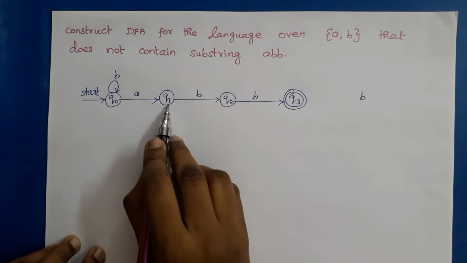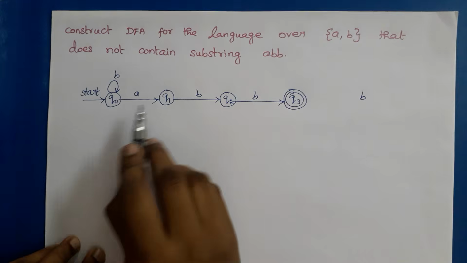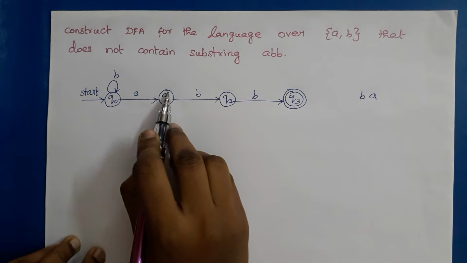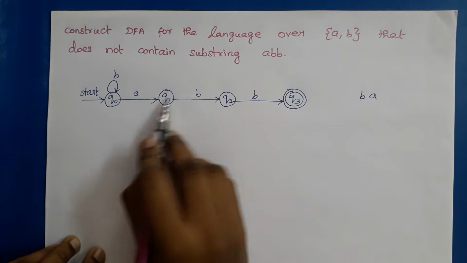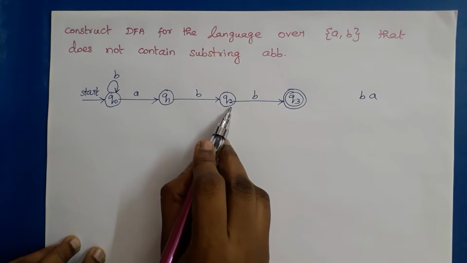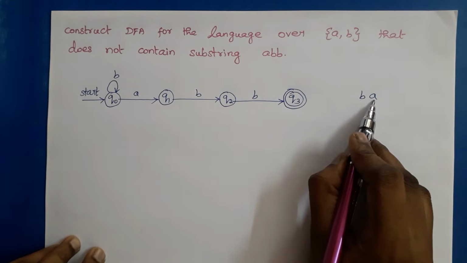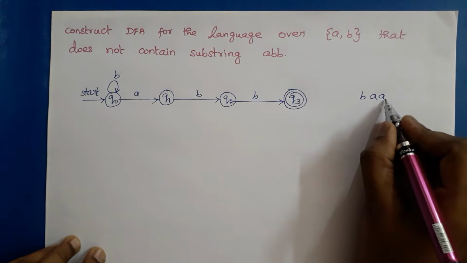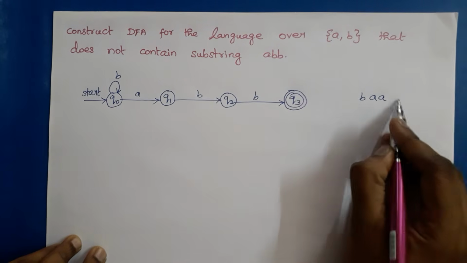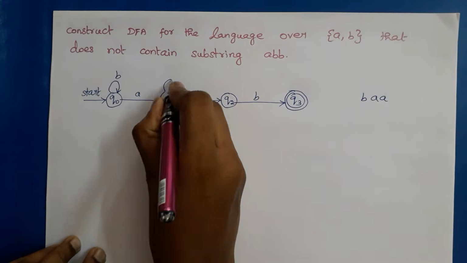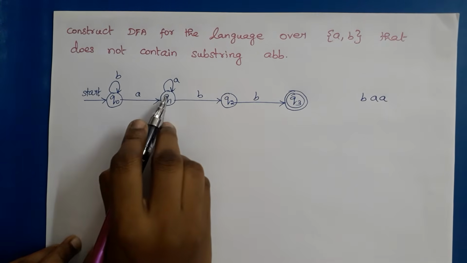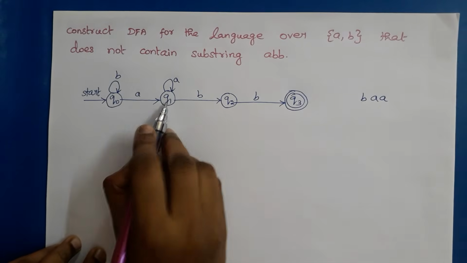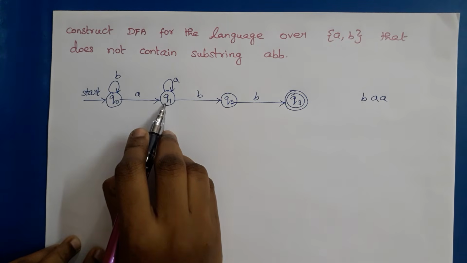Then we will be in state Q1 after recognizing A. After recognizing A, suppose the next input is A. If the next input is B, we can change the state to Q2. But after recognizing A, if one more A is coming, we still need two more B's to reach the final state. So we should remain in the same state. We have to wait for two more B's. So in Q1, if A is the input symbol, it should remain in the same state.